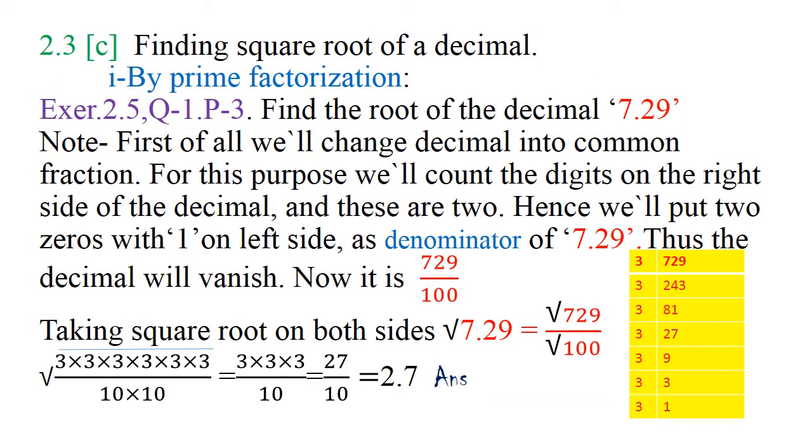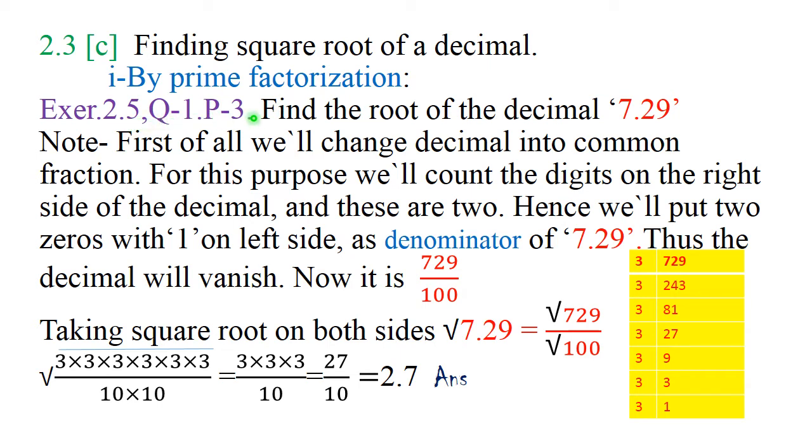Page 4, Article 2.3c, finding square root of a decimal. Number 1, by prime factorization. Exercise 2.5, question 1, part 3. Find the root of the decimal 7.29.